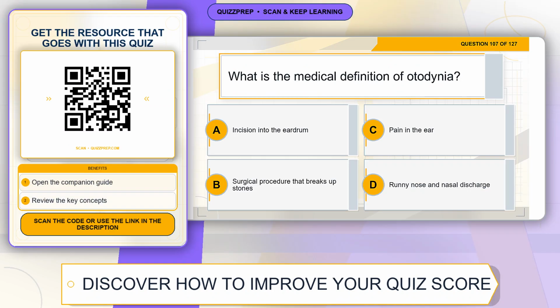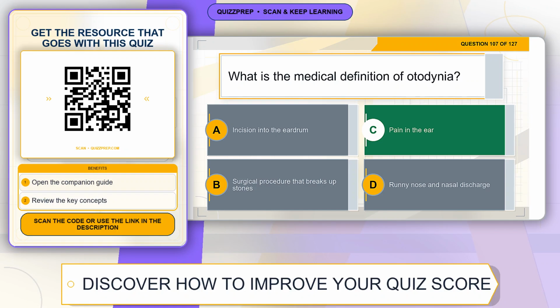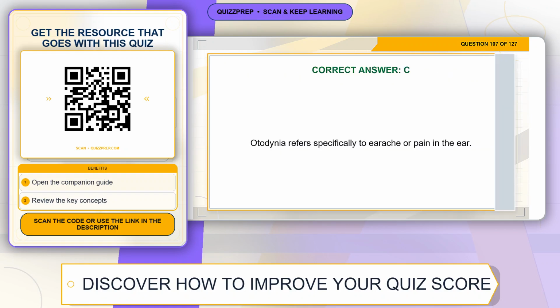Question 107. What is the medical definition of otodynia? Option A, incision into the eardrum. Option B, surgical procedure that breaks up stones. Option C, pain in the ear. Option D, runny nose and nasal discharge. The correct answer is option C, pain in the ear. Explanation. Otodynia refers specifically to earache or pain in the ear.